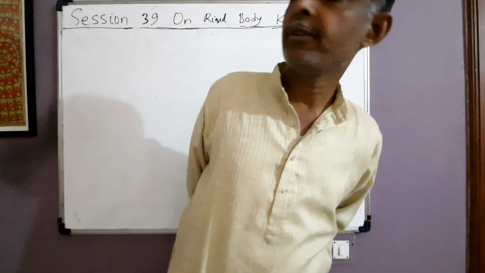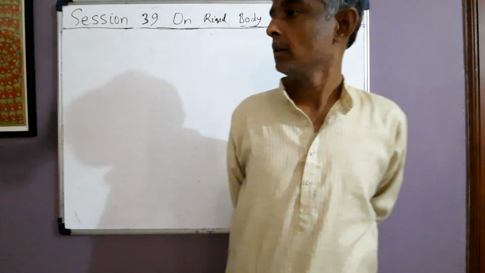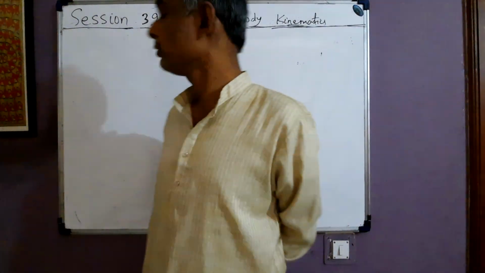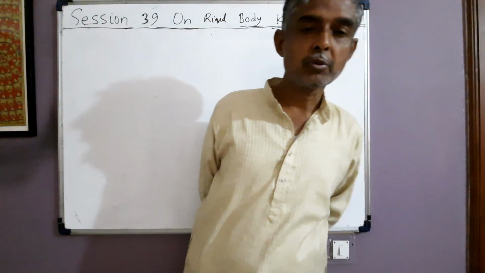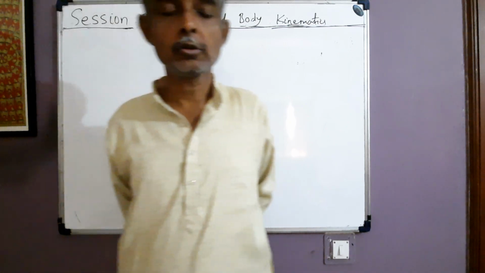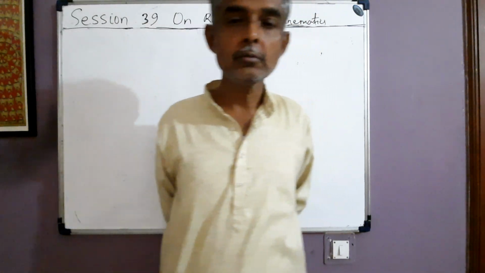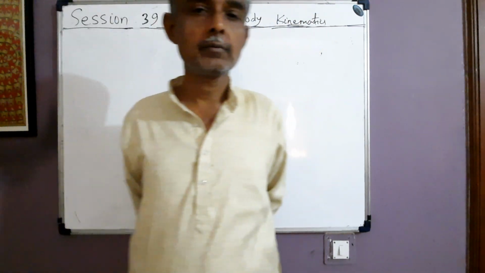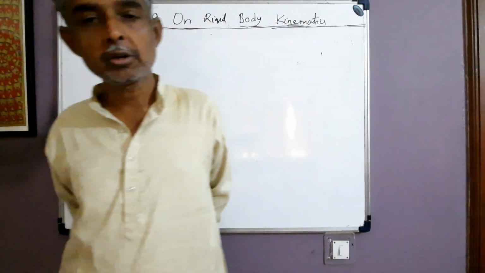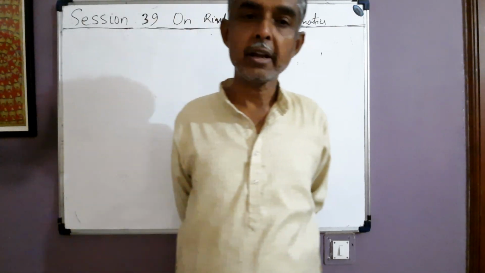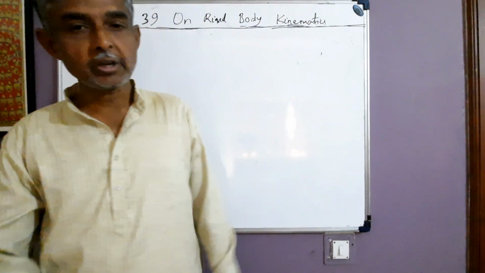So this is the 39th video on rigid body kinematics. This is in continuation of the 38th video. In this also I'll take up problems on instantaneous center of rotation, location of instantaneous center of rotation by several different methods, in which the rolling body rolls with slip over a translating plank.